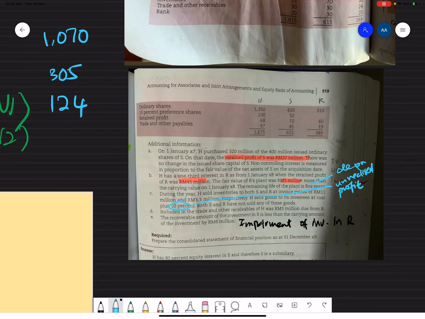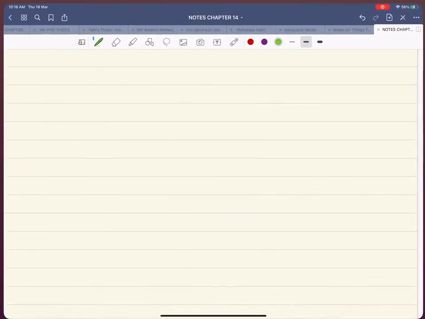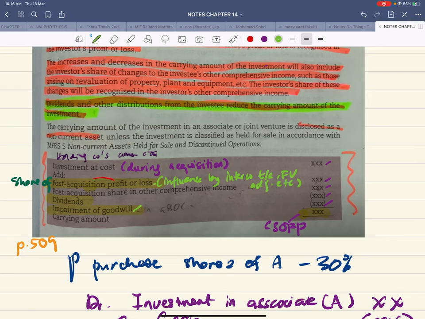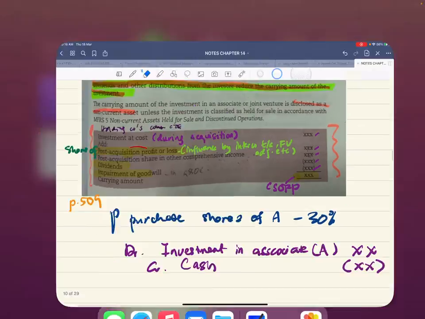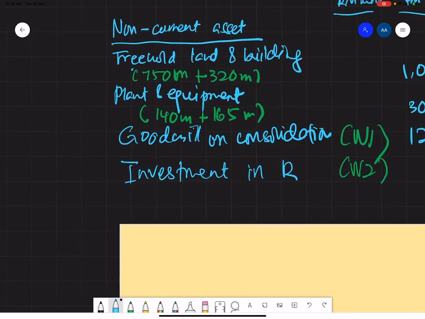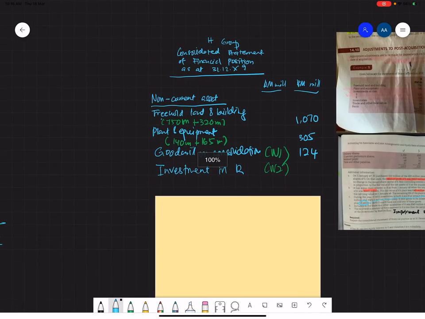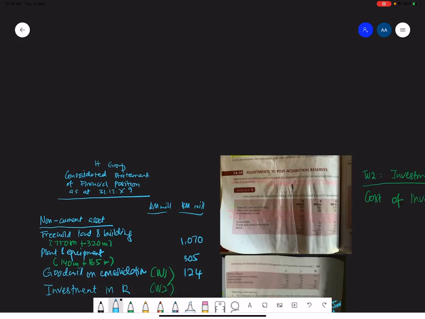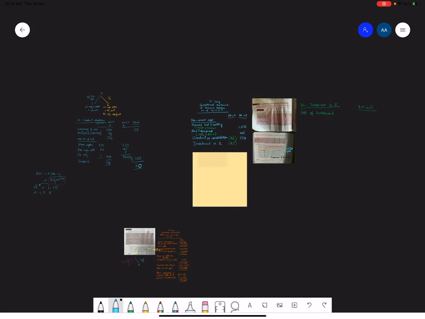And the last one, if you remember, is impairment of goodwill, which is also included. So that is impairment of goodwill. We calculated the goodwill before. What is the working for goodwill? So this is the working for goodwill.